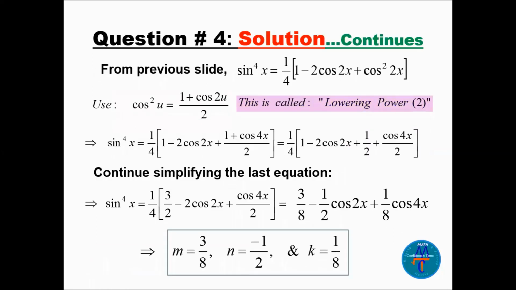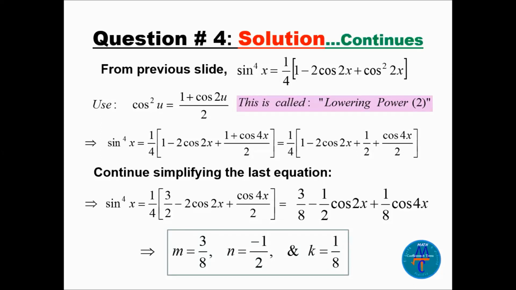This is lowering power number 2, which is cosine squared of u equals 1 plus cosine 2u over 2. Remember, the u becomes 2u. So here we have cosine squared 2x. When I apply lowering power, you see there, 4x: 1 plus cosine 4x over 2. And then I simplify the whole equation. See, I add 1 and 1/2, 3 over 2 down. Minus 2 cosine 2x plus cosine 4x over 2.